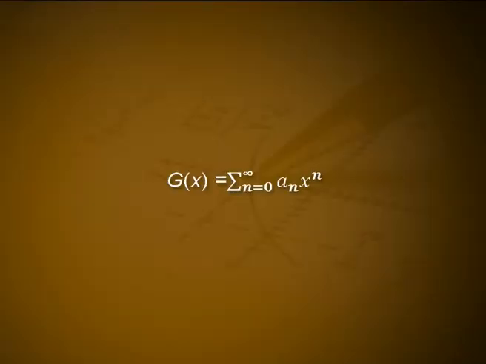Consider a_0 = a_1 = 1 and a_n = a_(n-1) + a_(n-2) for n greater than or equal to 2. Let g(x) = summation n=0 to infinity a_n x^n be the generating function. As in the previous problem, let us multiply the recurrence by x^n and sum over n greater than or equal to 2. This gives summation n=2 to infinity a_n x^n = summation n=2 to infinity a_(n-1) x^n + summation n=2 to infinity a_(n-2) x^n.